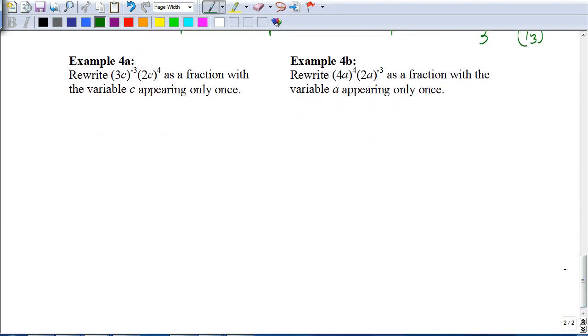Let's look at one last type of example. Here they say to rewrite these as a fraction with the variable c represented only once. In other words, we're going to simplify this. Now there's a couple ways we could do this.